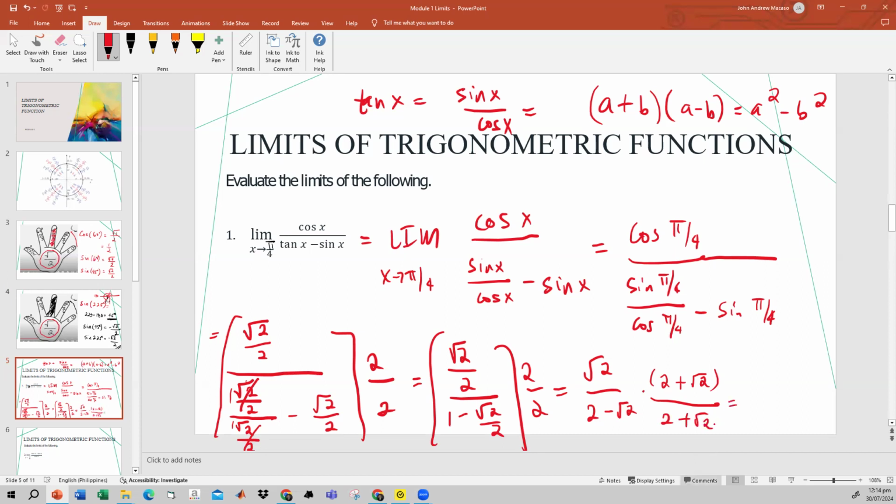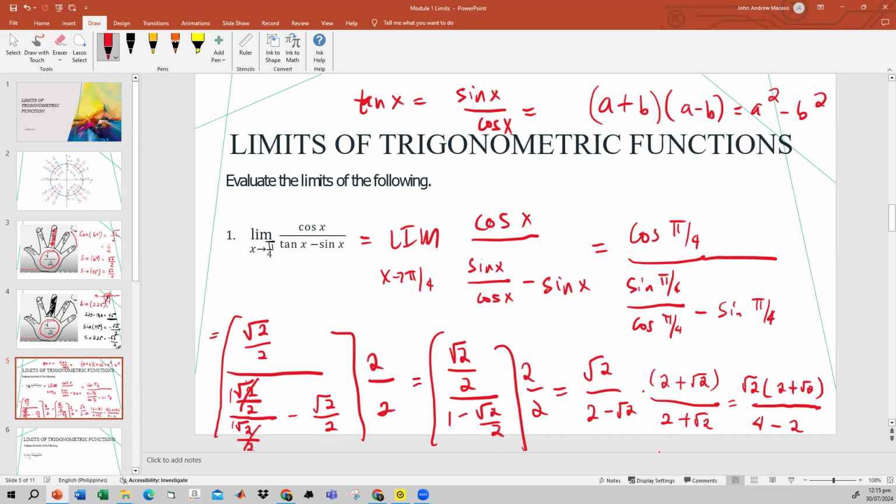So in that case, you just need to simplify this. So this will become square root of 2 times 2 plus square root of 2 over, this will lead to sum and difference of squares. So this will lead to a squared minus b squared. So that's 4 minus, that's 2, right?